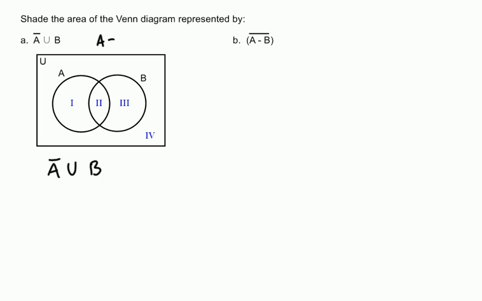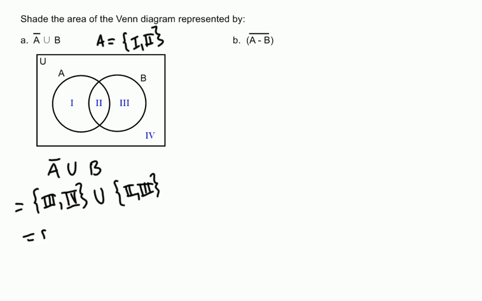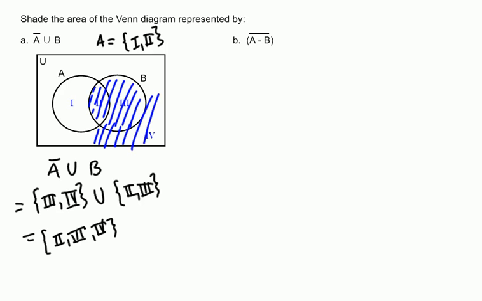Okay, now if it helps to write that A is 1 and 2, it may make it easier to see that A complement is 3 and 4. Okay? Then you want to put that together with B, which is 2 and 3. Right, and that's going to give us 2, 3, and 4. Okay? So ultimately, when we do our shading, we want to shade 2, 3, and we want to also include all of 4. Basically, in this case, everything except for 1.